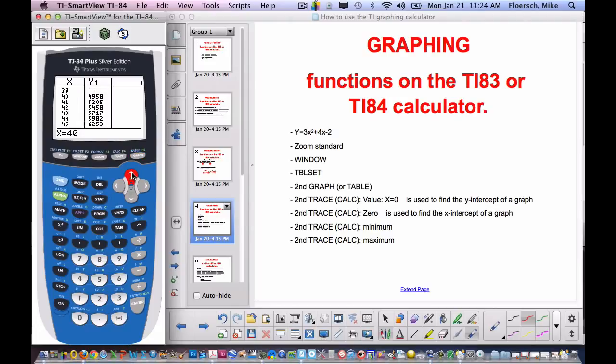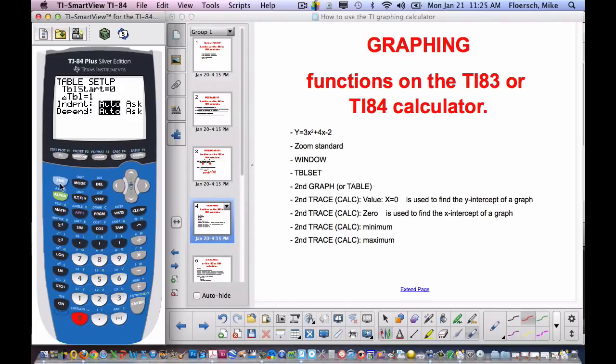I can scroll up and down, but notice I'm sitting at 40, 39, 38, 37. You know what, I'd really like to start at 0 and see what happens. So this time I'm going to go to second window, or table set, which gives me that blue one right there. I want to start at 0 and go in increments, or delta, or the change in the table, equal to 1.